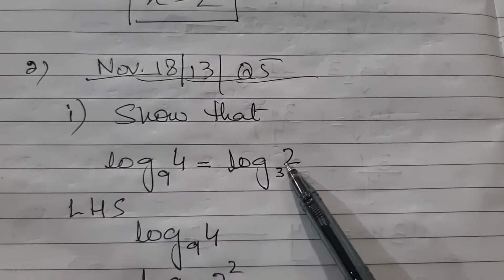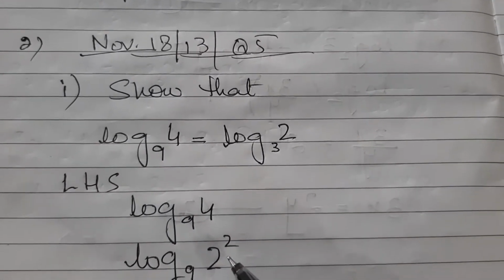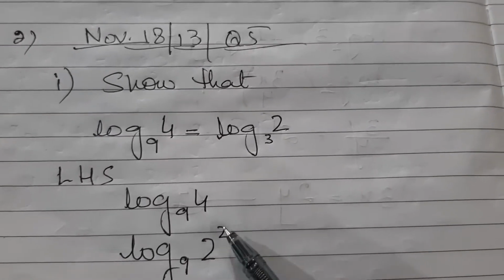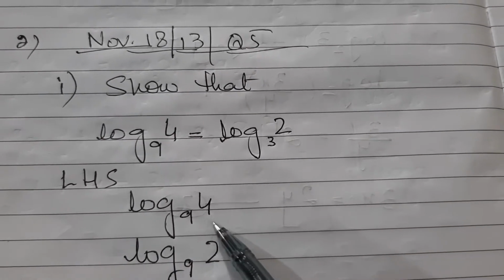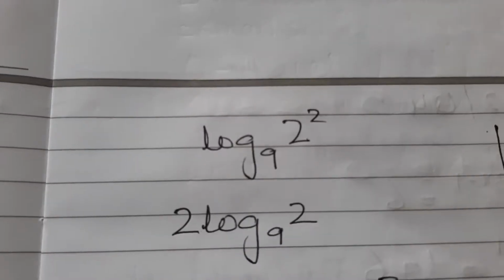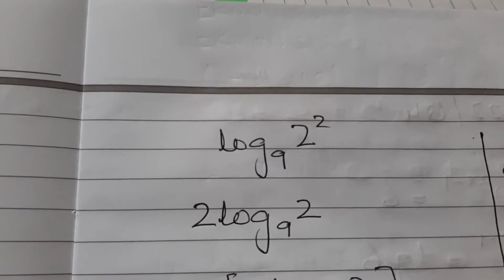After that, what will I do? I want log 2, right? So instead of 4, I'm writing 2 squared, because 2 squared equals 4. And then I will apply the power law. This 2 will go here, right? Okay, so now I have 2 times log 2 base 9. What do I have to change it to? Log 2 base 3. And I have base 9.